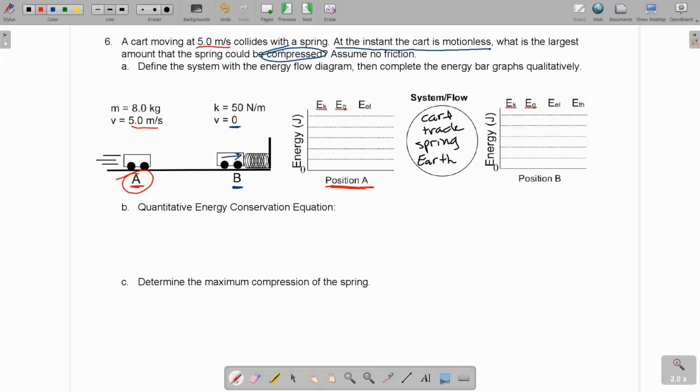What type of energy does the cart have at position A? Well, it's moving on the ground at 5 meters per second. Assuming that this level right here is 0 meters of height, this object clearly has no gravitational potential energy because it's on the ground. At the same time, it also has no elastic energy because it's not in contact with anything that can be stretched or compressed. So this object must have kinetic energy, because it's moving, and it must be all kinetic energy because it doesn't have the other two types.